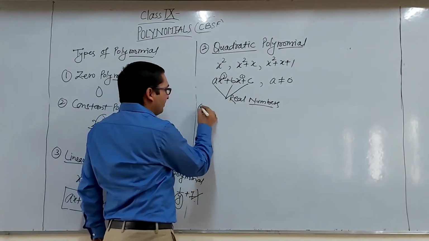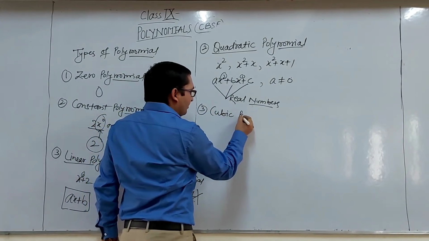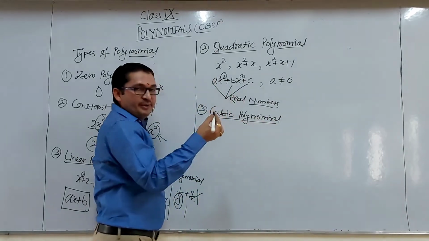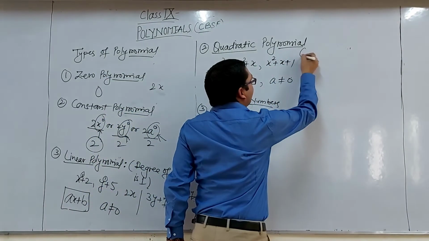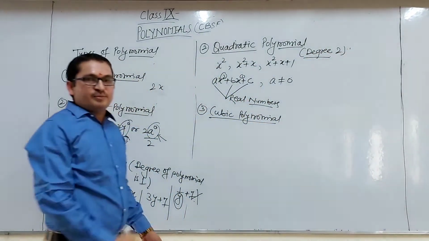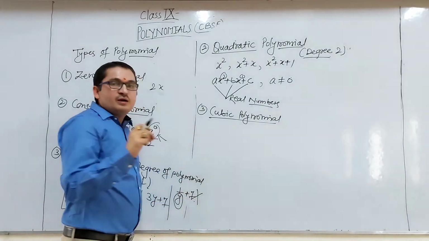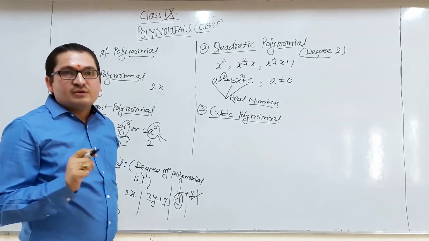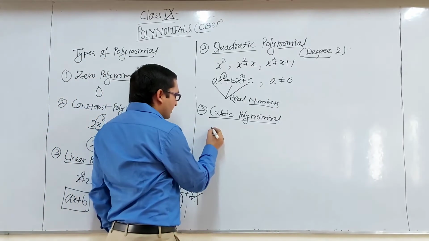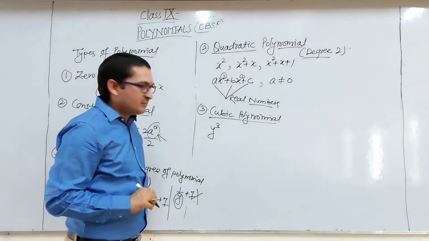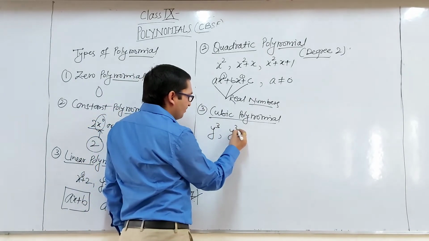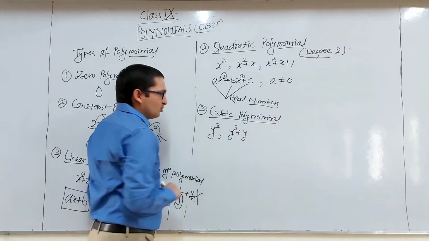Now third, cubic polynomial. The degree should be 3. Here I have not written degree 2, because in a cubic polynomial, the highest power of the variable is 3. It means you can write y cube or x cube. What is the degree of this y cube? 3. So this is a cubic polynomial. y cube plus y is also a cubic polynomial.